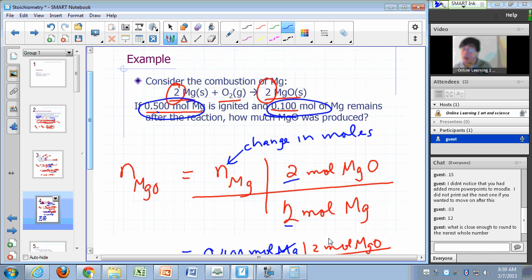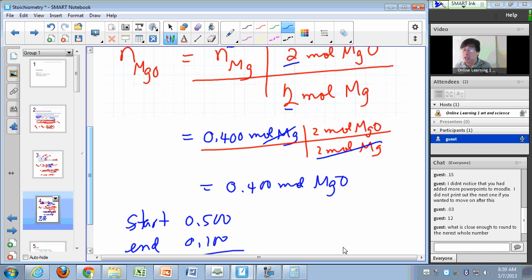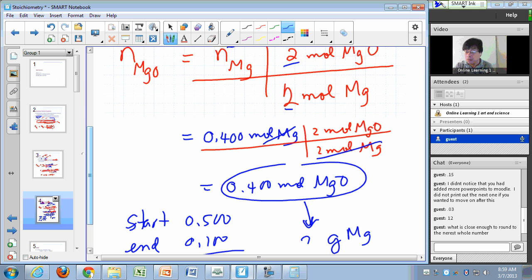Now, if you want to know how many grams of magnesium oxide was produced, what would you have to do with this? We can change it to grams if you want. What would you have to do? You just multiply it by the molar mass, right? So just change moles to grams.